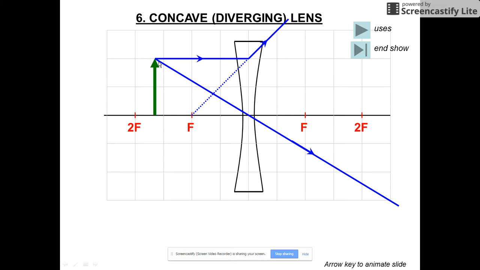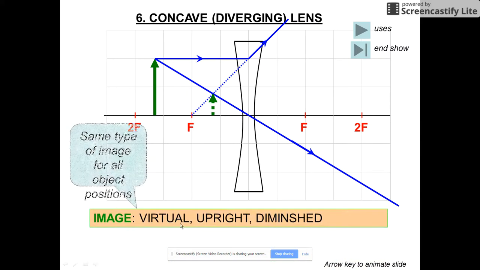Now if we put the ray in that comes from the top and passes through the center, it doesn't change direction and goes off over there. So what sort of image are we going to get in this case? We're going to get a virtual image. We can see that this is the point where the two rays cross. So it's a virtual image, it can't be projected on a screen. We can see that the image is upright and diminished. So: virtual, upright, diminished.